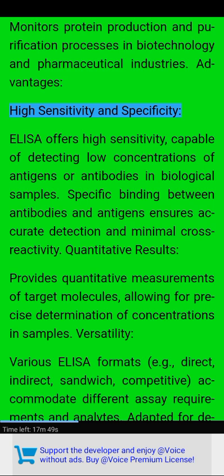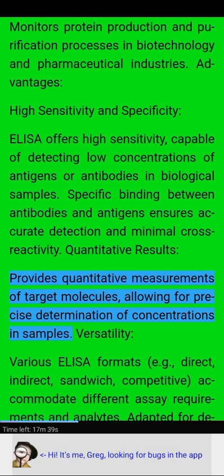Advantages. High sensitivity and specificity. ELISA offers high sensitivity, capable of detecting low concentrations of antigens or antibodies in biological samples. Specific binding between antibodies and antigens ensures accurate detection and minimal cross-reactivity. Quantitative results. Provides quantitative measurements of target molecules, allowing for precise determination of concentrations in samples.